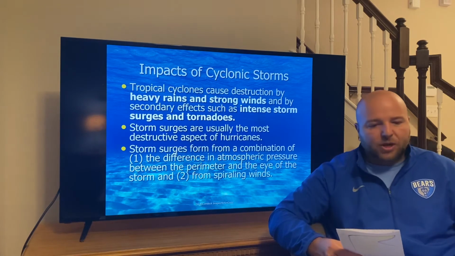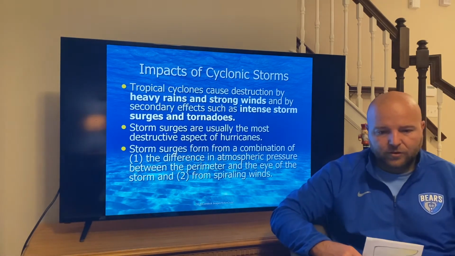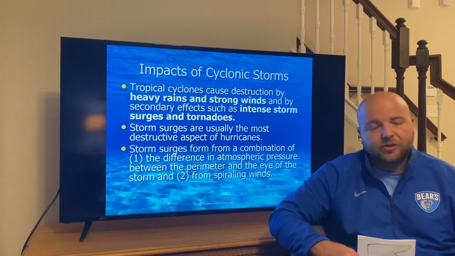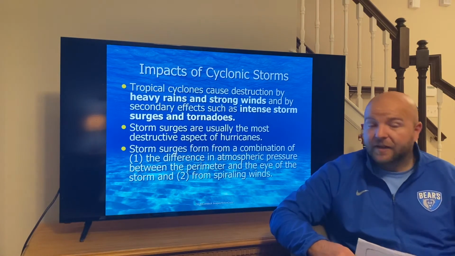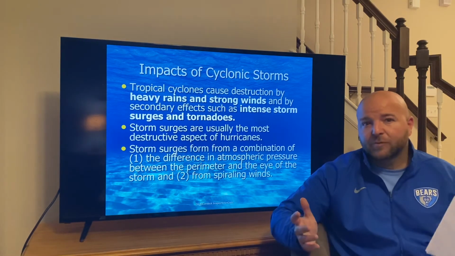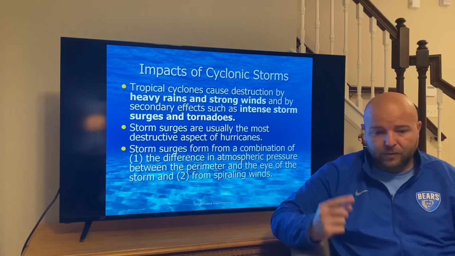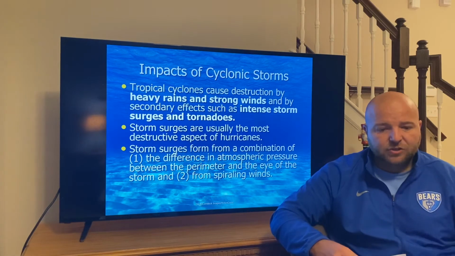All right, impacts of cyclonic storms. So this is our last box now. A couple of the things that we're going to write here. Tropical cyclones cause destruction because of their heavy rains and wind, intense storm surges, and they can also cause tornadoes as well. Something we don't talk about as much with hurricanes, but maybe we should. Tornadoes can happen in there as well and be major sources of destruction.